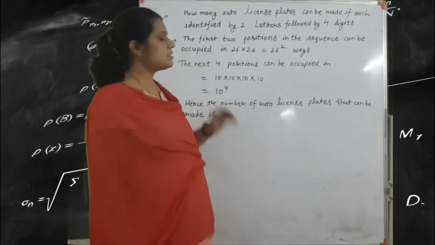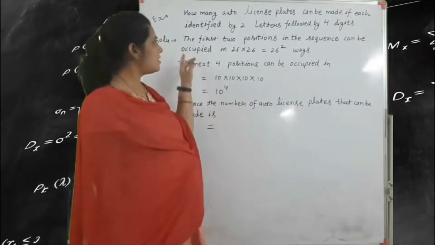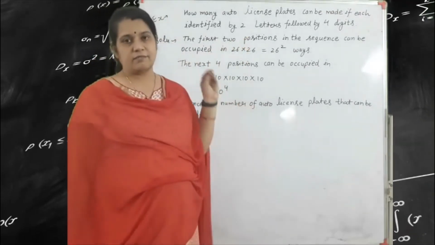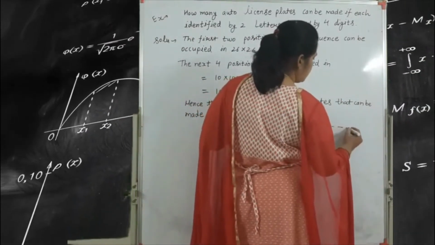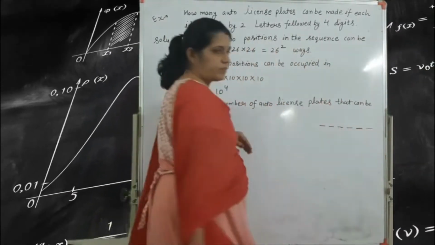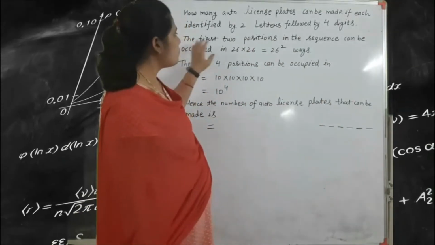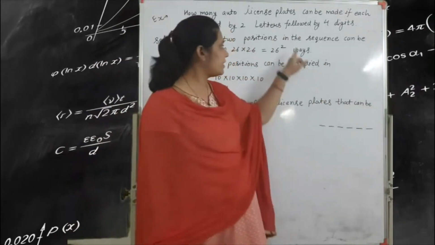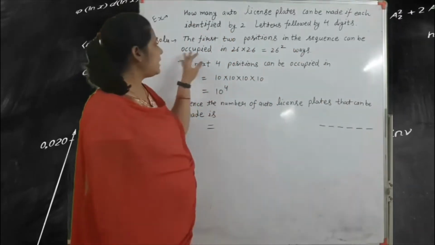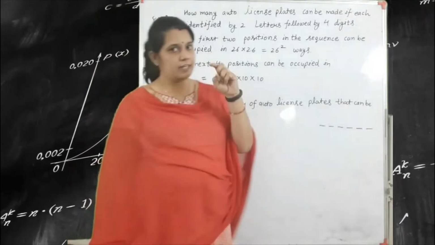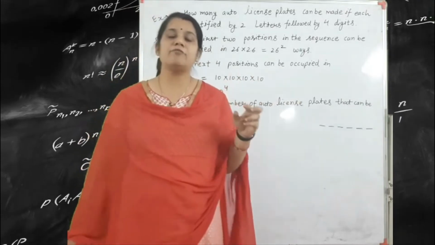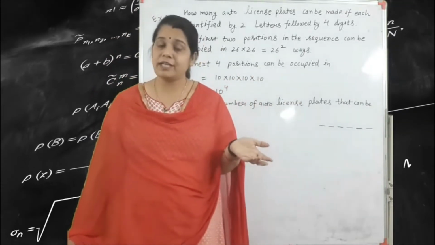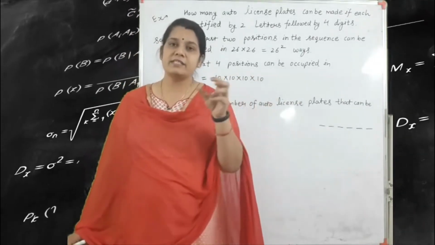Okay, so what is the solution? The solution is the first two positions in the sequence. That means we have 6 places: 1, 2, 3, 4, 5, 6. The first two positions in the sequence can be occupied by the alphabet, and here we are not given any condition on whether the alphabet is repeated or not. That means we have a total of 26 alphabets.